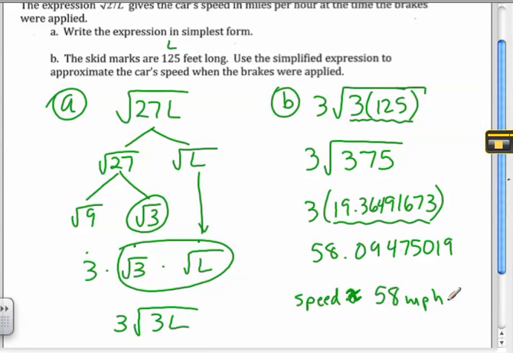Okay, interesting. So at 58 miles per hour, they slammed on their brakes and they had skid marks that were 125 feet long. And they used that radical expression to find out how fast they were going before they hit the brakes.